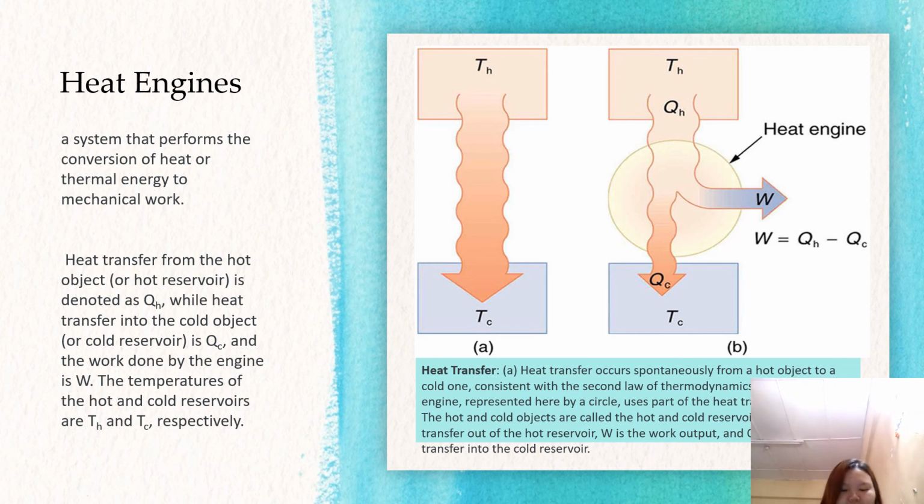For A, the heat transfer occurs spontaneously from a hot object to a cold one, consistent with the second law of thermodynamics, while for B, a heat engine, represented here by a circle, uses part of the heat transfer to do work. The hot and cold objects are called the hot and cold reservoirs. QH is the heat transfer out of the hot reservoir, W is the work output, and QC is the heat transfer into the cold reservoir.